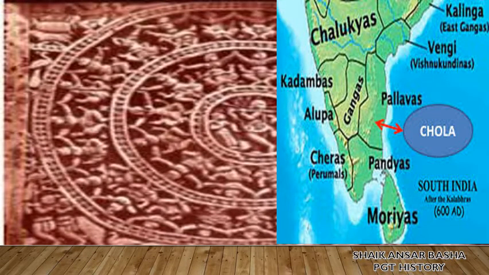This is the beautiful map of South India. Here we have some important dynasties of South India. They are Kadambas and Gangas in some parts of Karnataka, Alupa in southern part of Karnataka, near Bangalore, Cheras, that is located in Kerala, Pandya, southern part of Tamil Nadu, Cholas, middle part of Tamil Nadu, Pallavas, northern part of Tamil Nadu, Vengi, that is Andhra Pradesh, Kalinga, Orissa, Chalukyas, Maharashtra. These are the kingdoms.